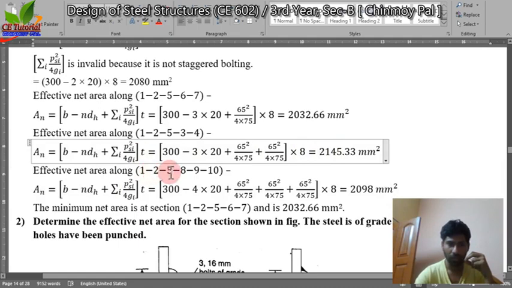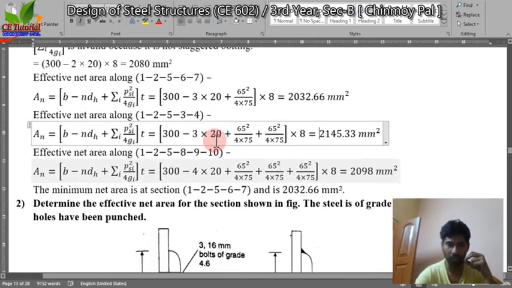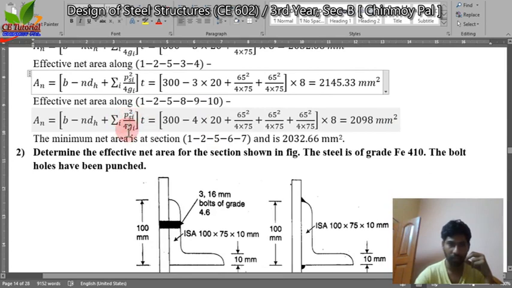And for 1 2 5 8 9 10, the diagonal parts are 1 2 3: 2 to 5, 5 to 8, 8 to 9, 3 diagonal parts. That's why 3 ps square by 4g is there. 300 minus the bolt hole, 4 into 20, and one is this is for 2 to 5, this is for 5 to 8, and this is for 8 to 9.